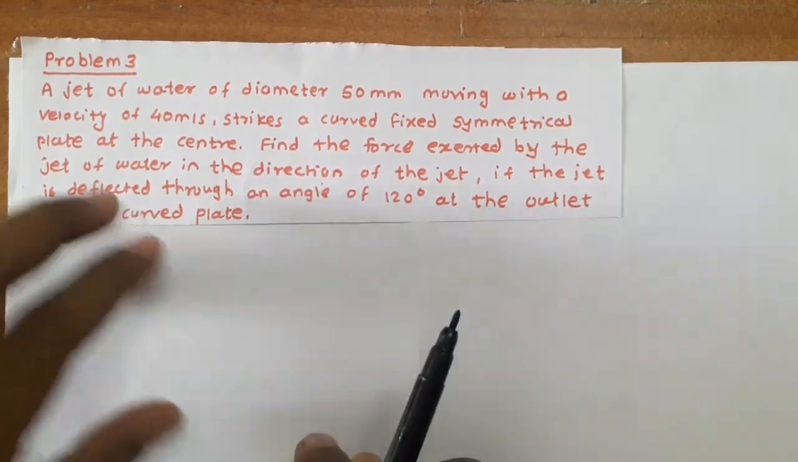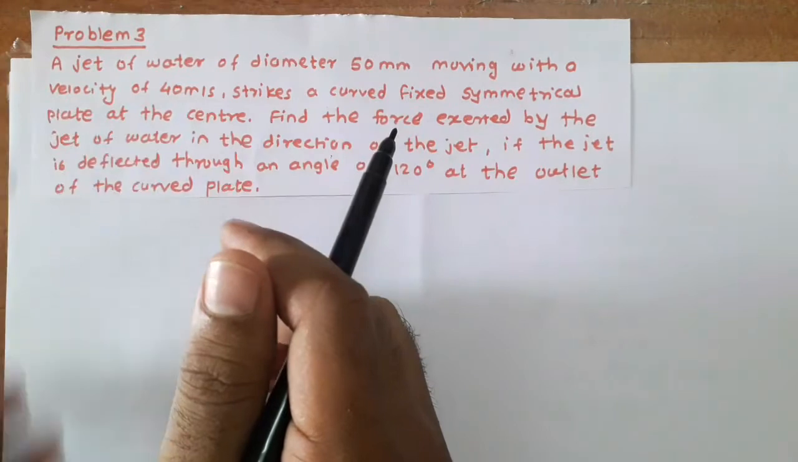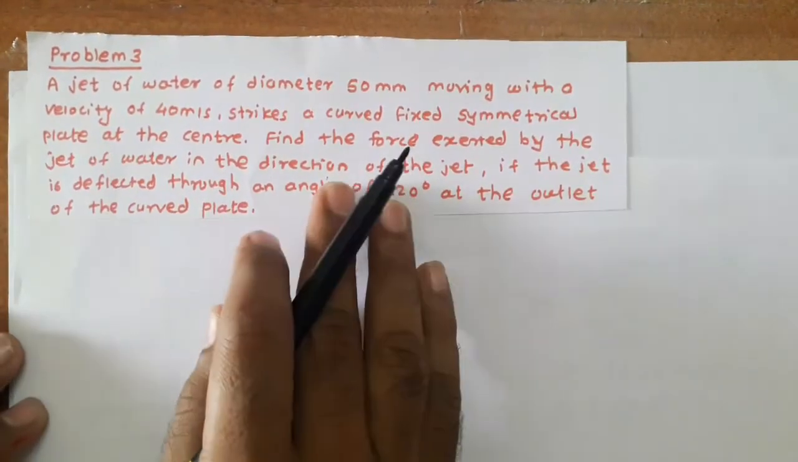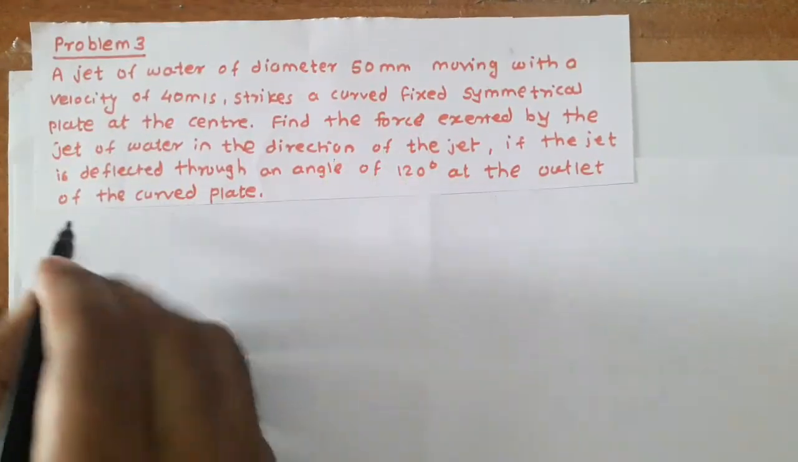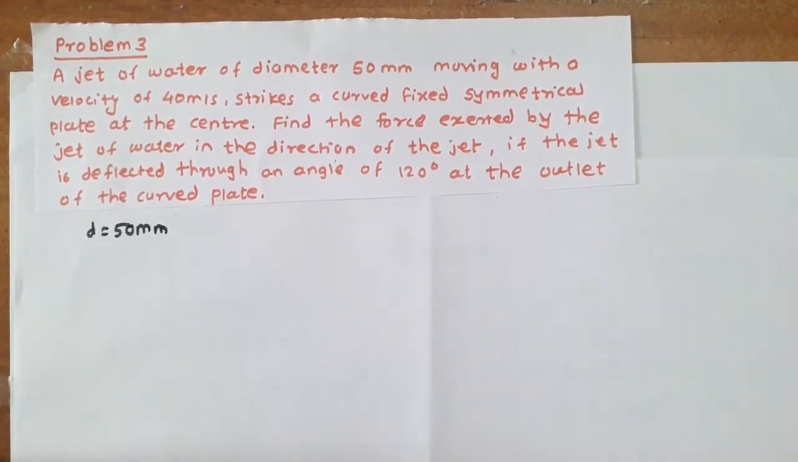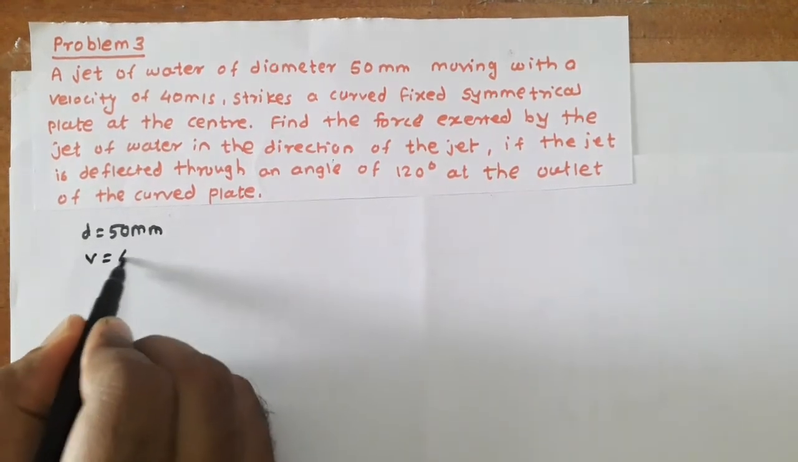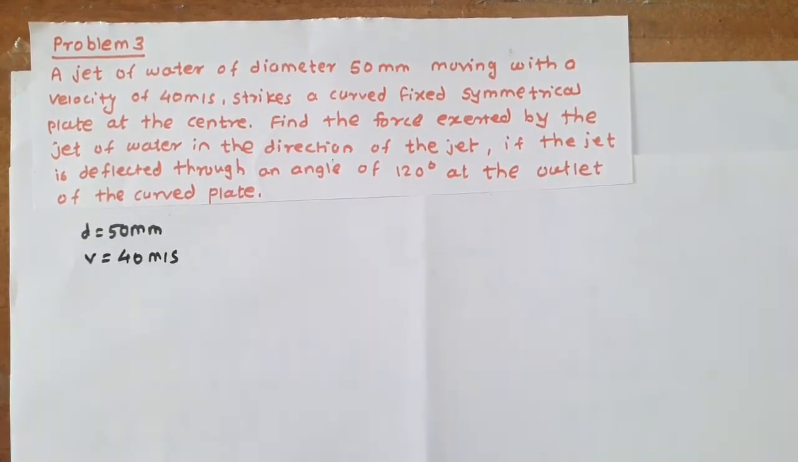A jet of water of diameter 50 mm. So the diameter of the jet is 50 mm. So small d is 50 mm, moving with a velocity of 40 meter per second. So the velocity of the jet is 40 meter per second.